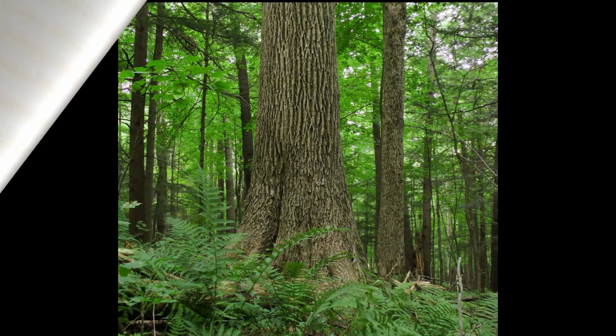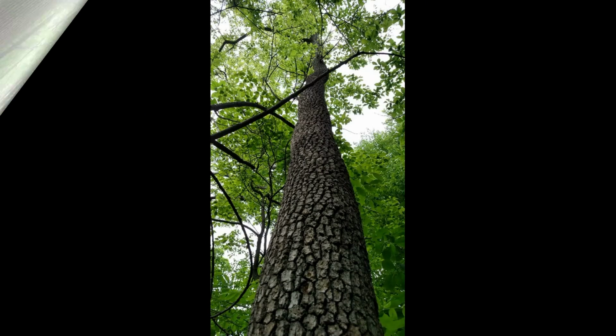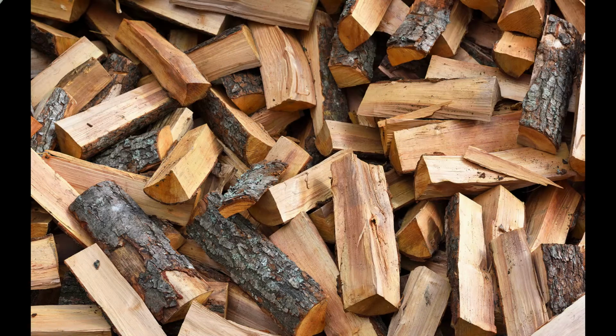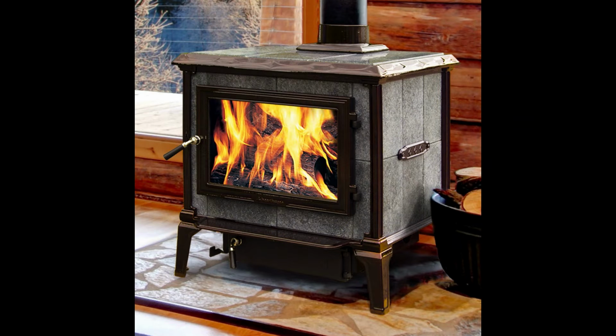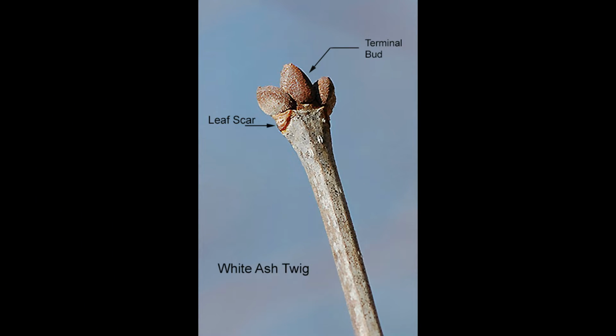The white ash normally reaches heights of 60 to 70 feet and 1.5 to 2 feet in diameter, but some have reached 100 feet with a diameter of 3 feet. It also ranks high for firewood and has a rating of 21, the highest being 35. However, the deciduous trees lose their leaves for the winter, so we have to look at the twigs.